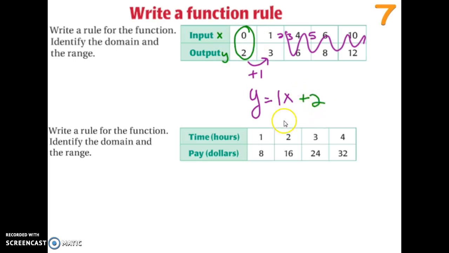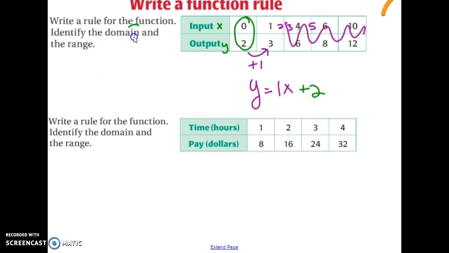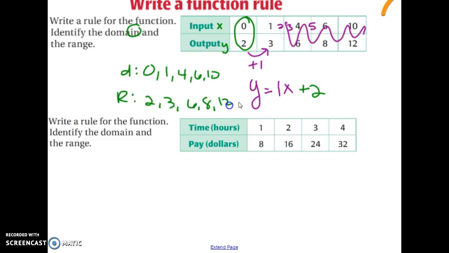Later on, when we get to chapter 4, this will make more sense when we start graphing, but this is how you get a table to an equation. If we want, again, our domain would be from the table 0, 1, 4, 6, and 10 from the top, and then our range, what we got out, would be 2, 3, 6, 8, and 12.